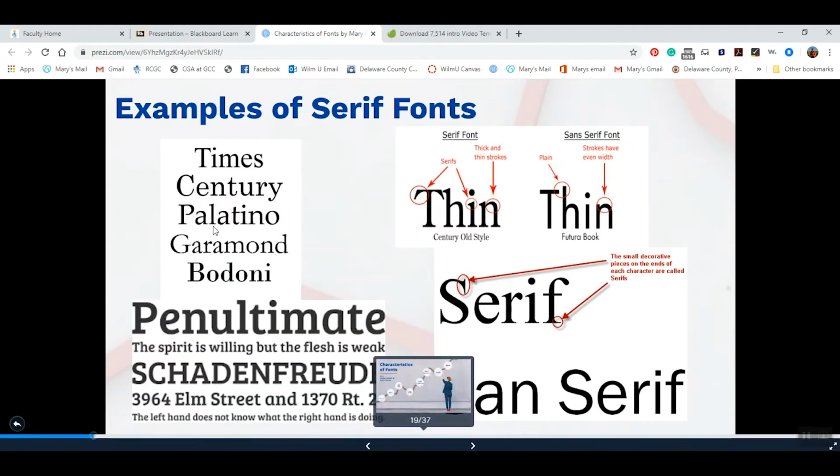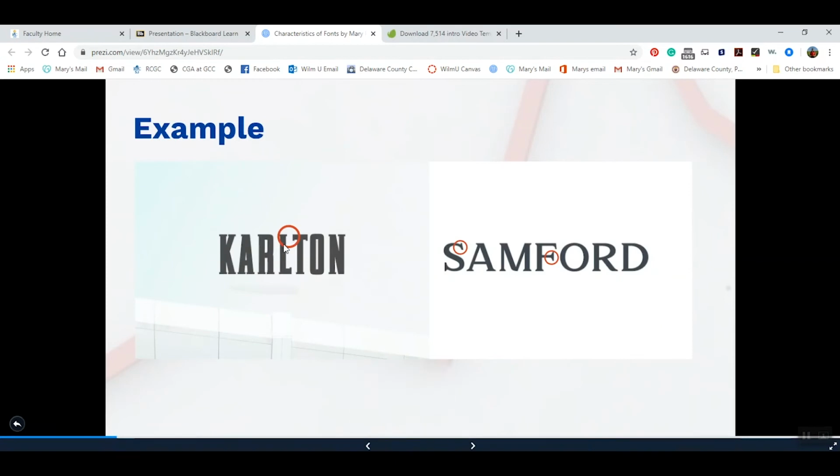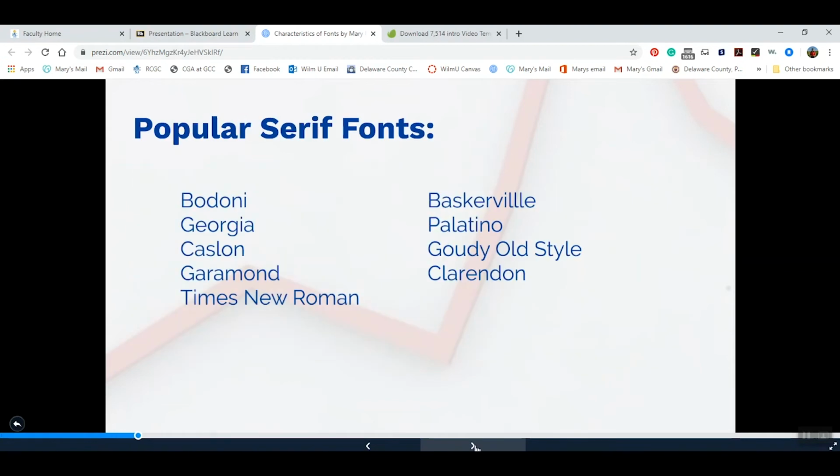So here's some examples, and you'll notice that they all have different serifs. We're going to talk about sans serifs in a second, but notice the little swashes at the end of each of the typefaces, the letters, those little decorative pieces. These are the serifs that we see. Here's another example, and even though this is kind of a chunky font, it still has the little swashes on each of the ends of the characters. Here are some popular serif fonts that you probably have installed on your computer.